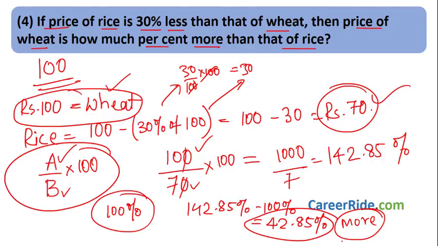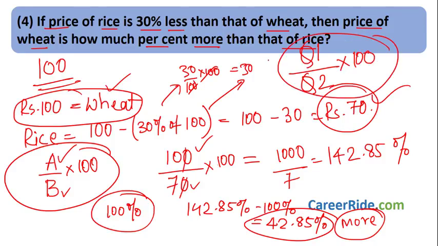Now there can be another sum. They can say the price of rice is 30% more than that of wheat. Then the price of wheat is how much percent less than that of rice? You have to use the same technique: quantity 1's price divided by quantity 2's price multiplied by 100 to get the percentage. Always remember this tip: first quantity in relation to second quantity multiplied by 100 will give you the required percentage. Whenever they ask what is the percentage of quantity 1 in relation to quantity 2, just divide 1 by 2 into 100. That would give us the percentage.